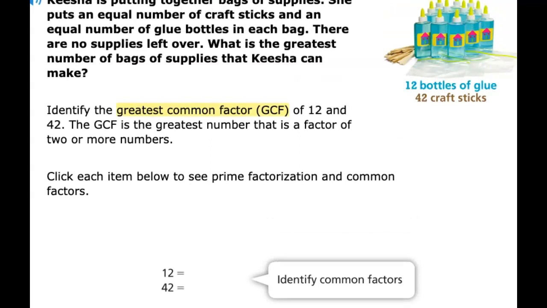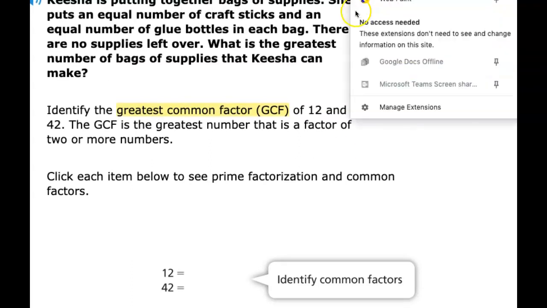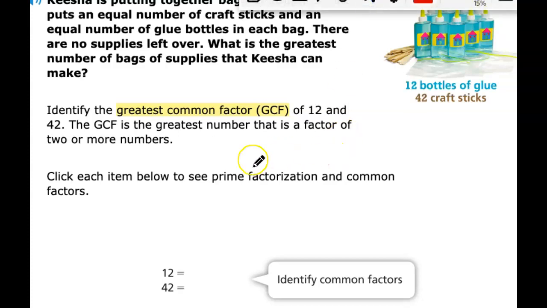But I want you to look at this. Another strategy that we could use is to list all the factors of 12. Can you tell me all the factors of 12, please? Anybody? What are the factors of 12? Suzanna? 6 times 2, 12 times 1, 3 times 4. That's a good idea too.